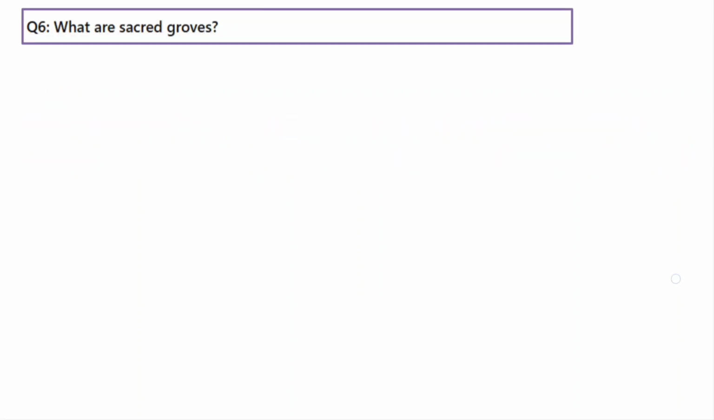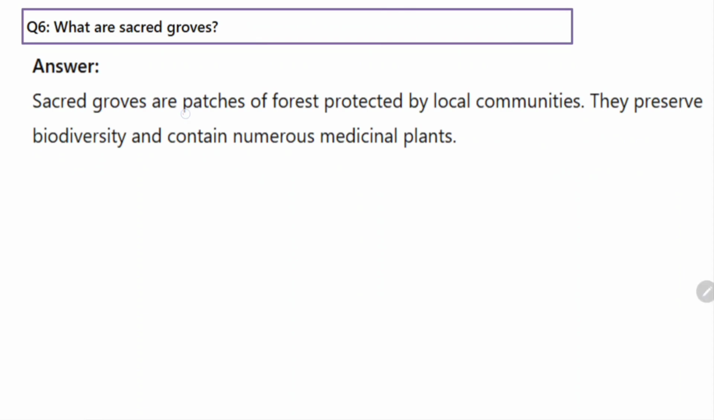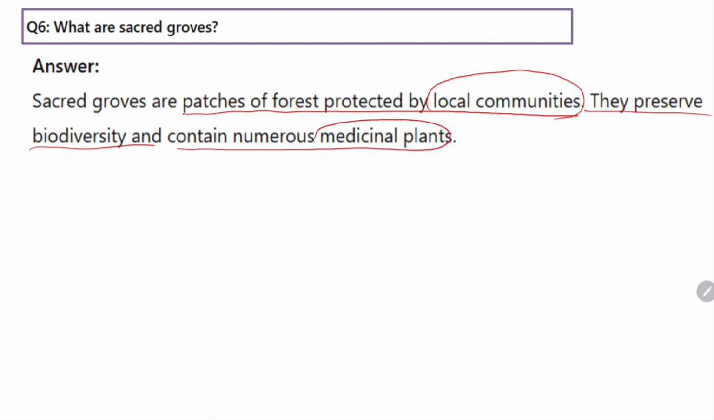Next, what are sacred groves? Sacred groves are patches of forest protected by local communities, which are basically untouched forests where trees and other animals are not being harmed. They are preserving them, and they are being protected by the local communities. They preserve biodiversity and contain numerous medicinal plants, which are very much useful.